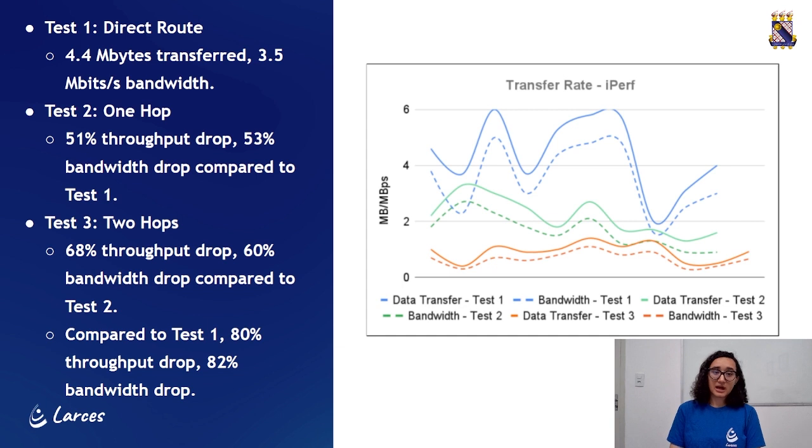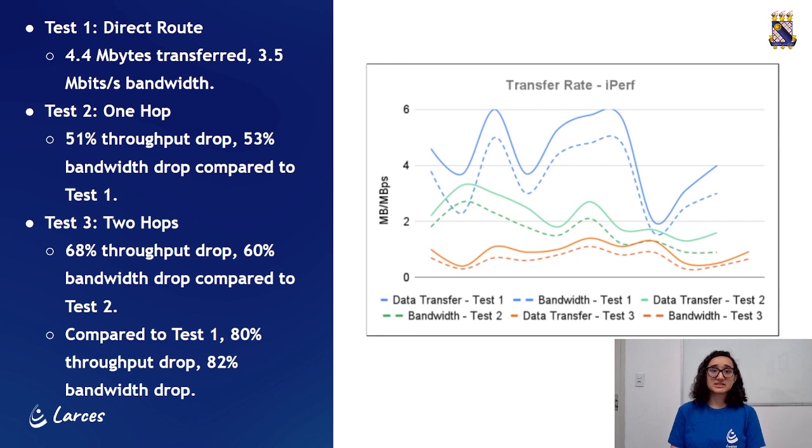Well, our tests were like this. In the first test, we use the root node and obtain a result of 4.4 megabytes transfer and 3.5 megabits per second of bandwidth, as we can see here in the graph represented by the blue line.